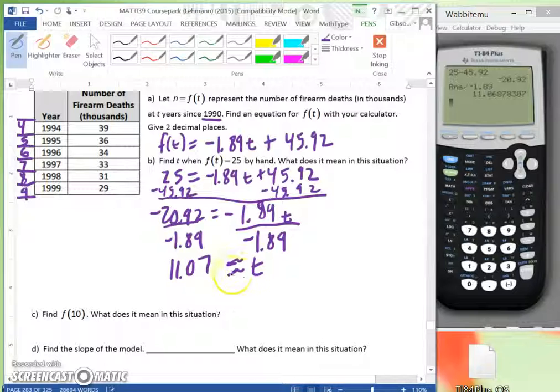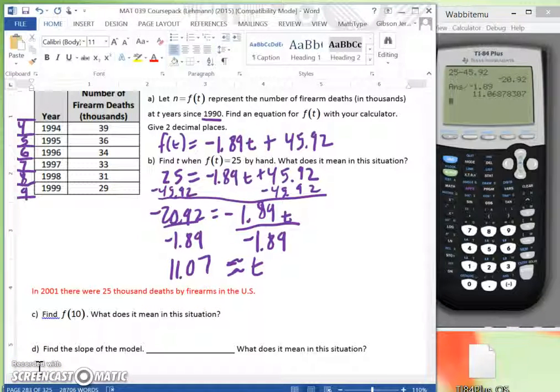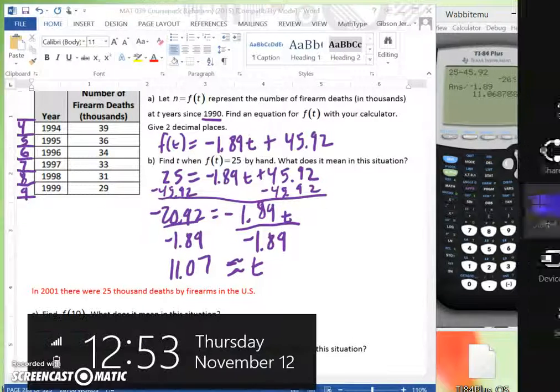Now we're asked, what does it mean in this situation? We know t represents the time. So that means we're going to have to add 11.07 years to 1990, which will give us 2001. So what this means in this situation is this here. I typed up the answer here, which is: in 2001, there were 25,000 deaths by firearms in the U.S.